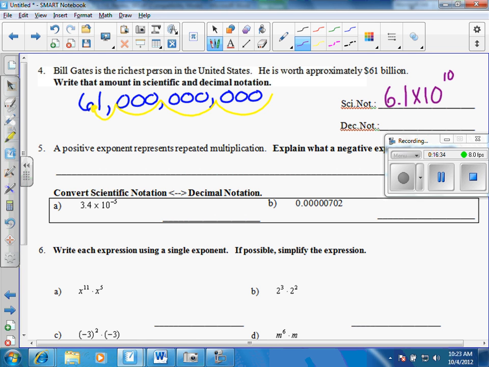Do you see the mistake? Right. And then the decimal notation, remember, we're just thinking standard, right? Standard. So I already wrote that in blue. 61 billion.